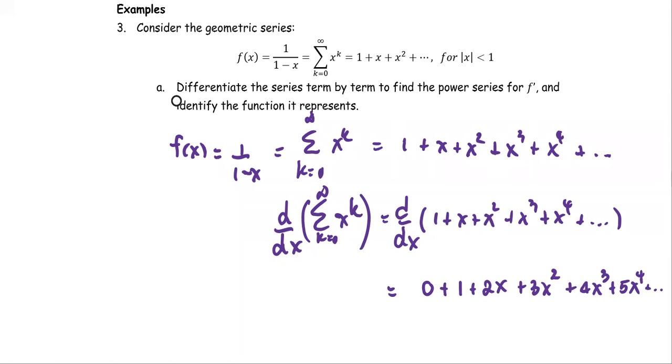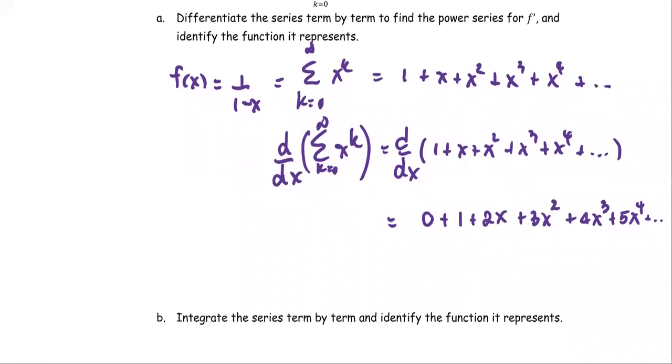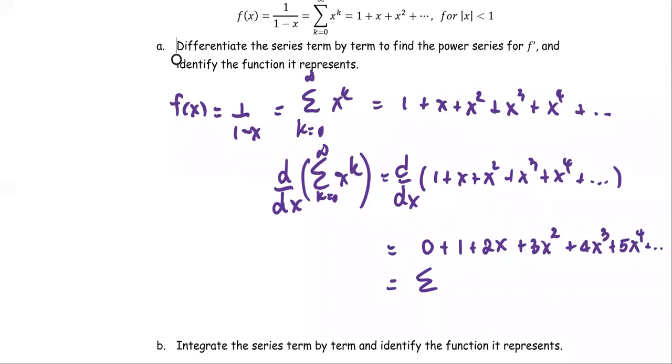And then we can rewrite this as a power series in the form of the summation of k multiplied by x to the power k minus 1 for k starting from 1 to infinity. If we start at k equals 1, we have 1 times x to the power 0, which is the first term here, and then for k equals 2, we have 2 multiplied by x to the 2 minus 1, which is the second term, and so forth. So we derive the series form of the derivative.